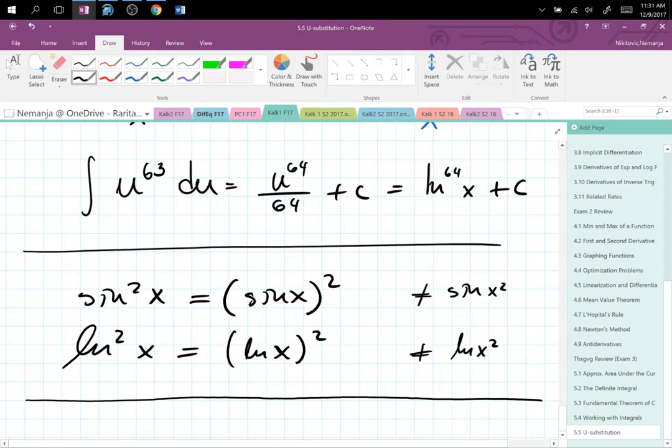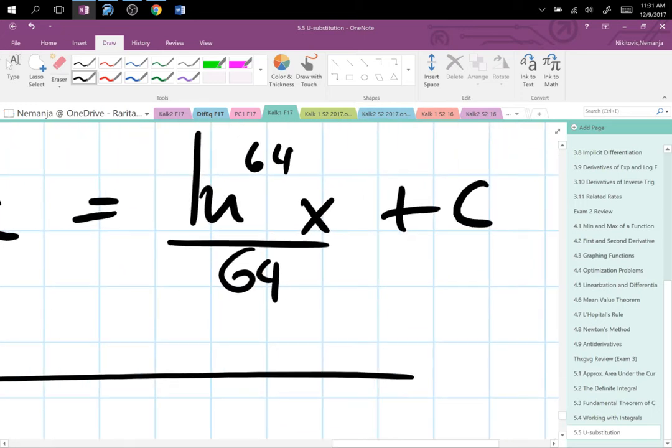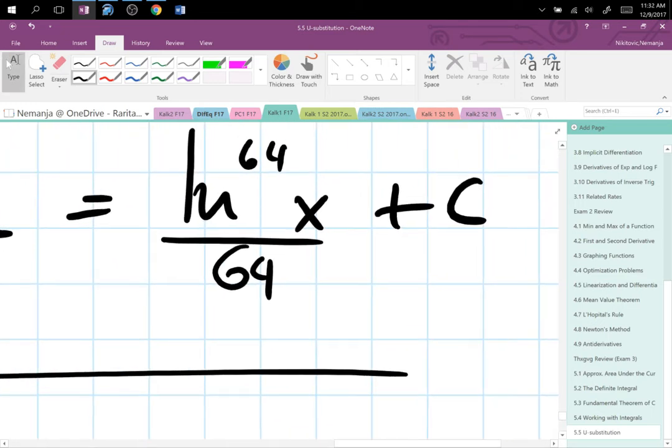Yes. So the ln 64x, is it going to be divided by 64 in the denominator? Yes. It's clearly divided by 64. If you look at it, you see right there, there's a 64 right there.